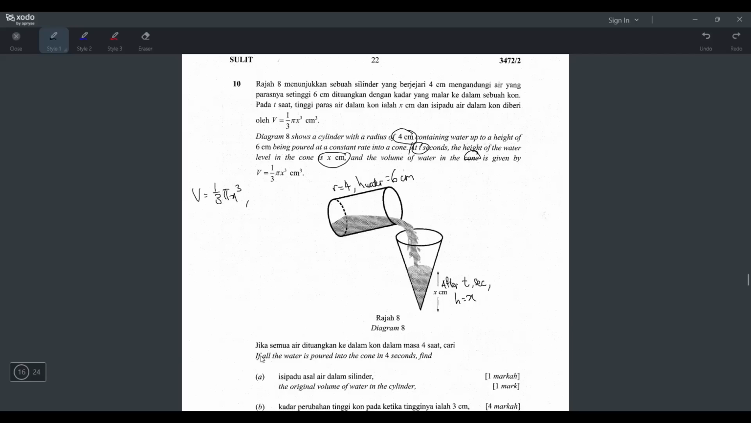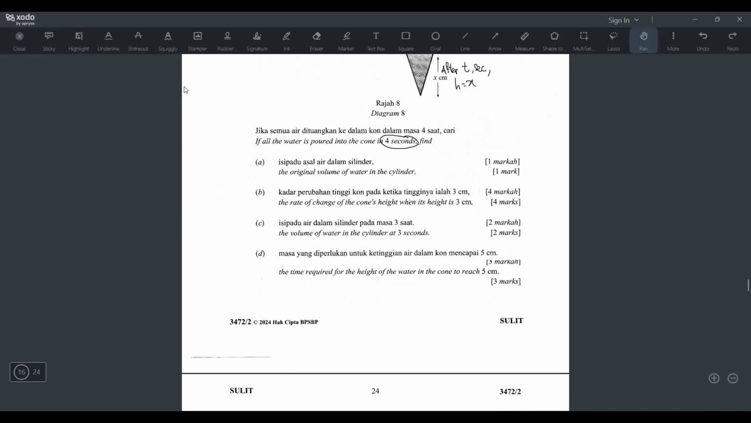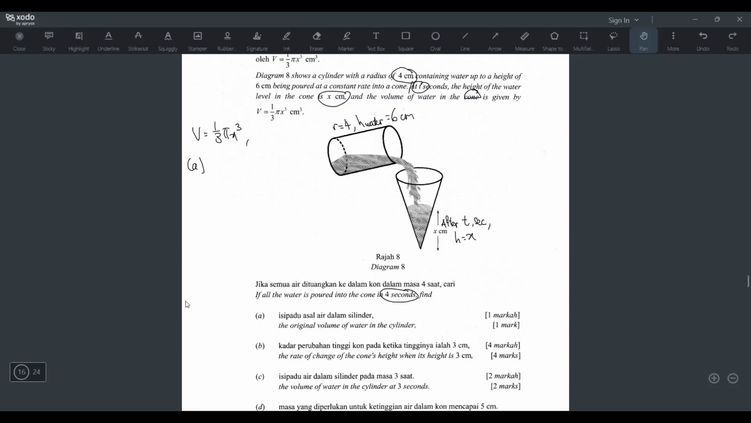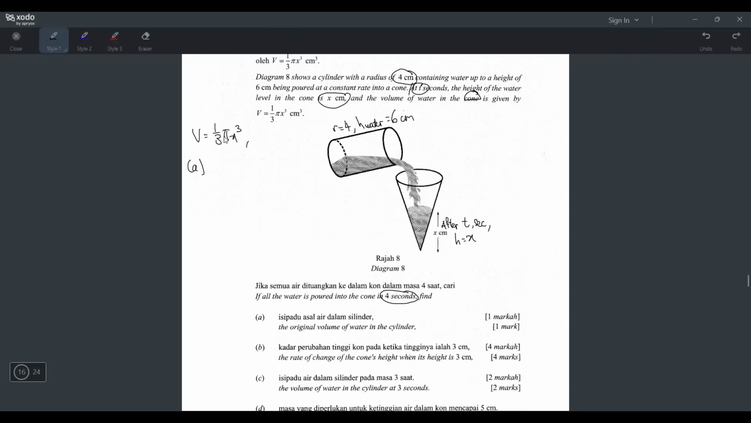Now they say that if all the water is poured into the cone in 4 seconds, find, part A, the original volume of water in the cylinder. Okay, let's think about this. I think this is a differentiation question, because I see the word rate. So I think this is under rate of change. And if you read below here also, they want to find the rate of change later. So this is definitely differentiation. Later we will surely have to differentiate this.